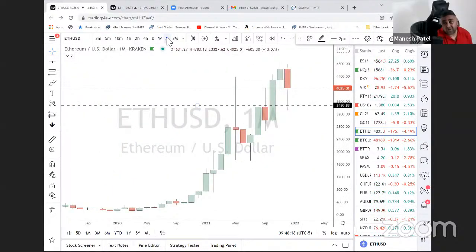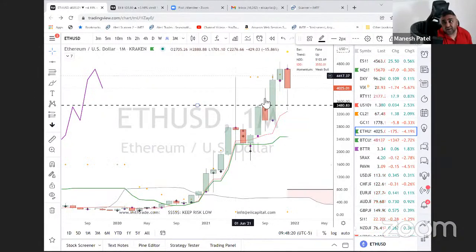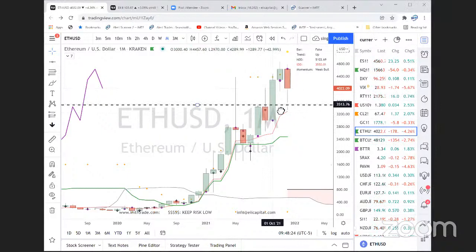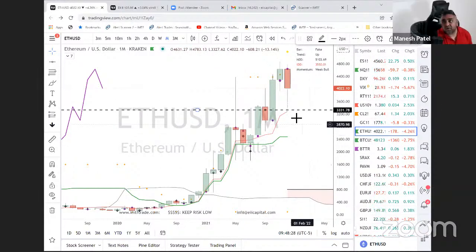Look at this. I like monthly, I said, didn't I? So look, it cleans up the crosses, doesn't it? If you look right here, look how perfectly we got to that level.